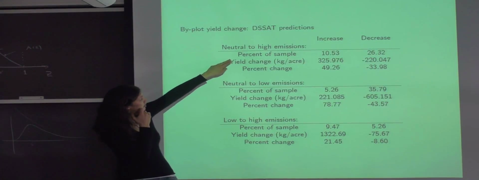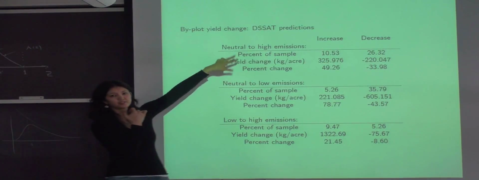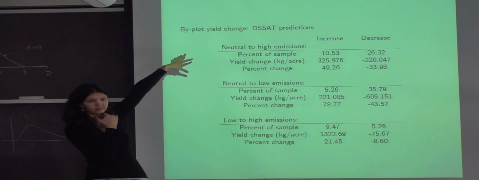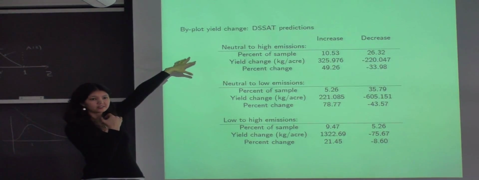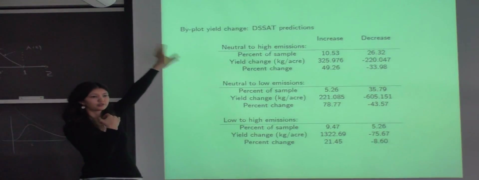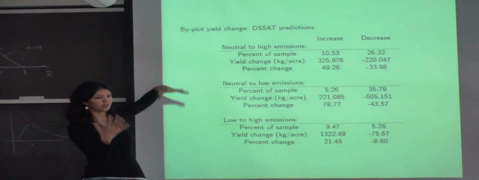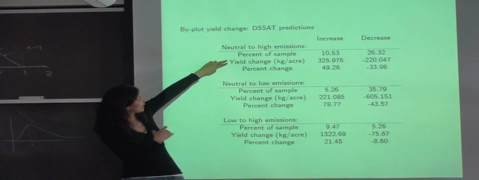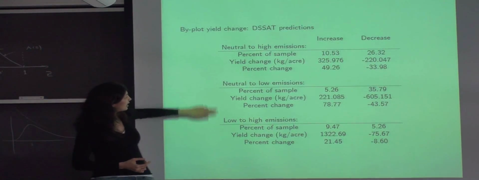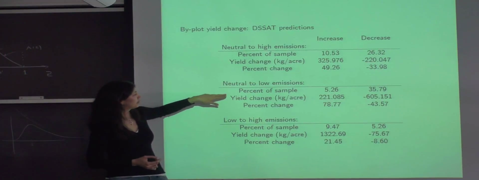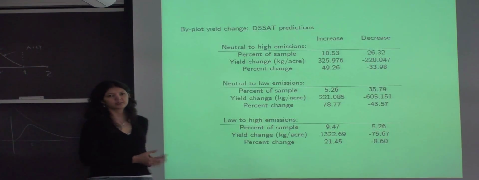For the high emissions scenario, the first row gives the percent of the sample with a statistically significant increase or decrease in yield. These are 5% statistical significance level results. We also look at 1 and 10%, and the results are all similar. This is the magnitude of the yield, and this is the magnitude expressed in percent. And this is the set of results comparing neutral to the low emissions scenario.